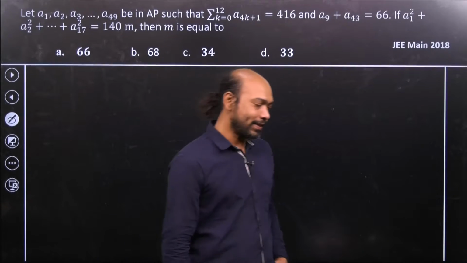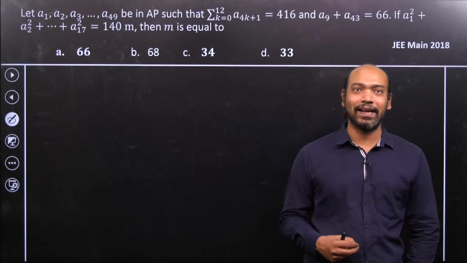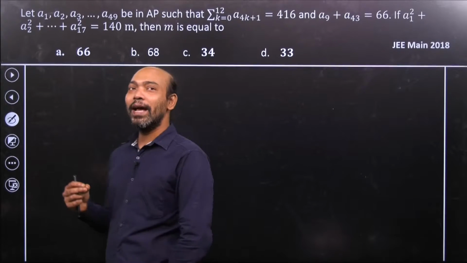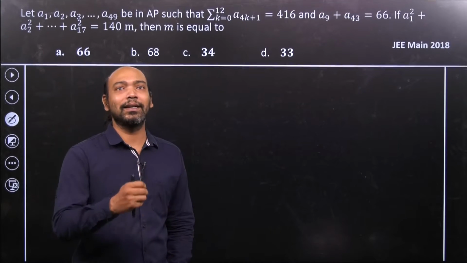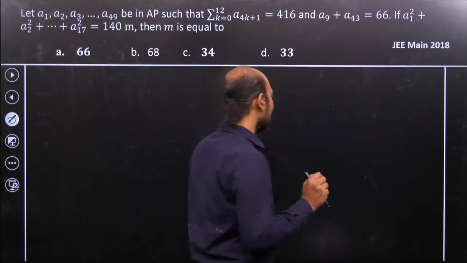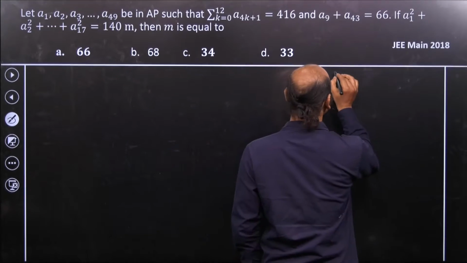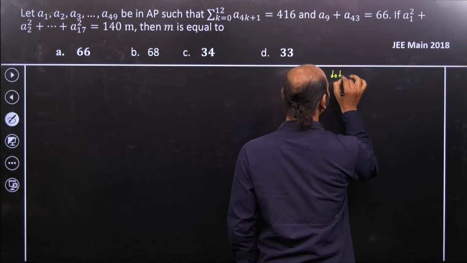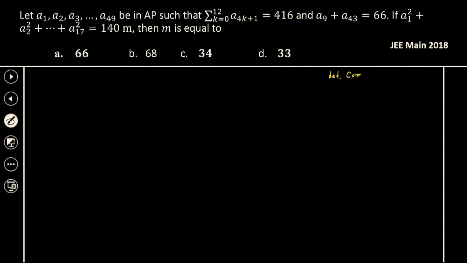Hi all. This is a problem regarding the AP series. In this AP series, we are given the first term and the last term. The only unknown is the common difference. So without loss of generality, let the common difference be D.